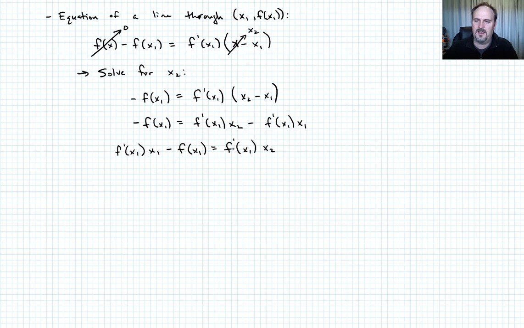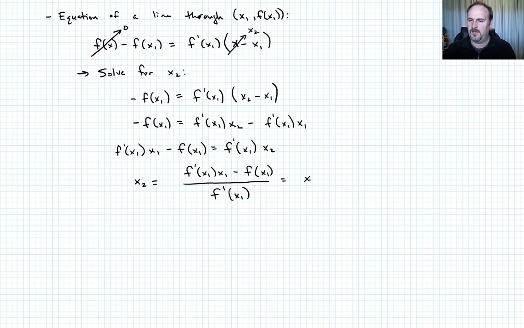I just need to now divide by f prime of x1, and so I can get now that x2 is equal to f prime of x1 times x1 minus f of x1, divided by f prime of x1, right? Let me actually finish this out. I'm going to go ahead and divide this through, and so that's equal to x1 minus f of x1 over f prime of x1, right?